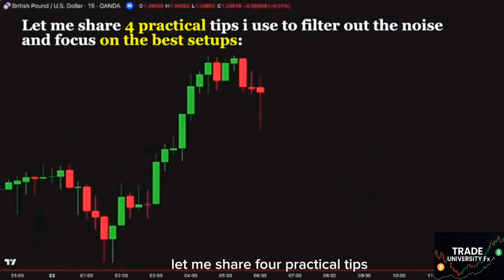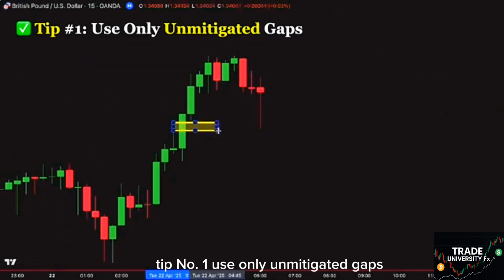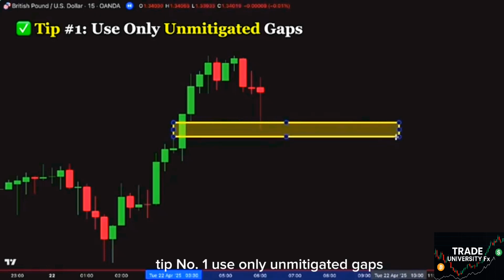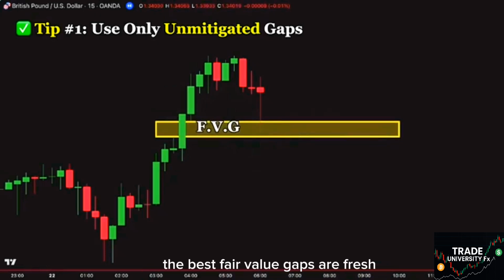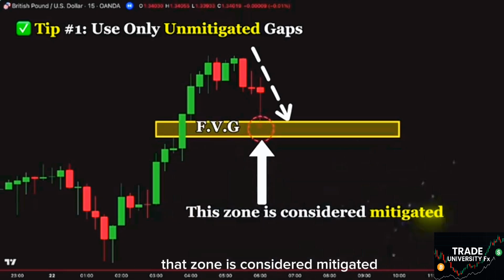Let me share 4 practical tips I use to filter out the noise and focus on the best setups. Tip number 1: use only unmitigated gaps. The best fair value gaps are fresh, meaning price hasn't returned to test them yet. Once price comes back and touches the gap, that zone is considered mitigated.